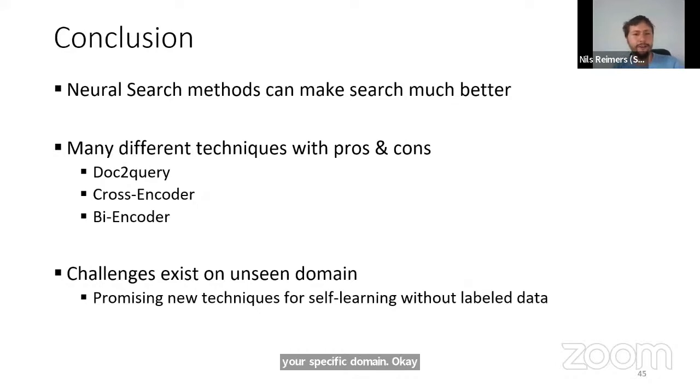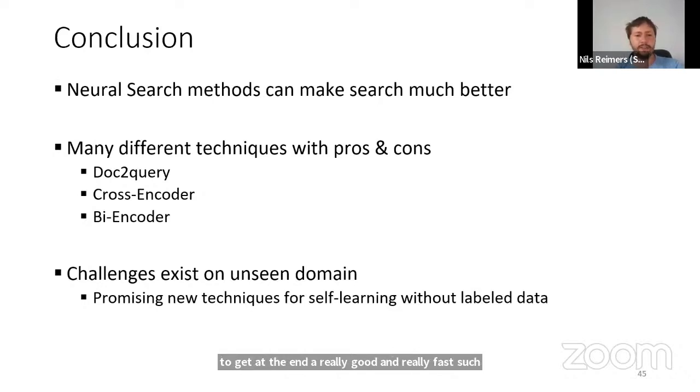Okay, as a conclusion, so neural search methods can make search much better, but it's not necessarily guaranteed. Just because you throw neural search at a search problem does not guarantee that it gets better, but you have to know what are the strengths and weaknesses of different approaches. Do you have training data or not? And if you do not have training data, how can you combine different approaches to get at the end a really good and really fast search function?